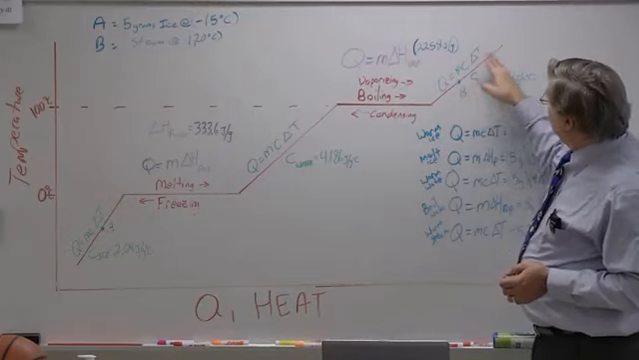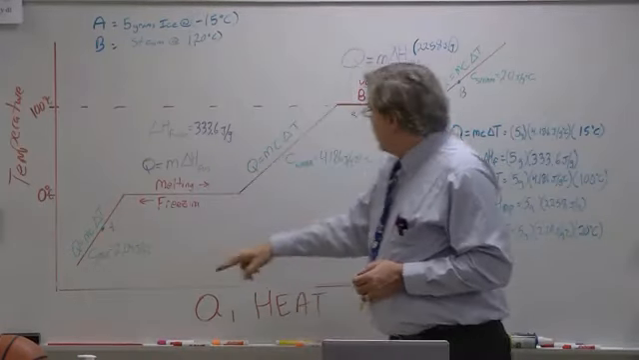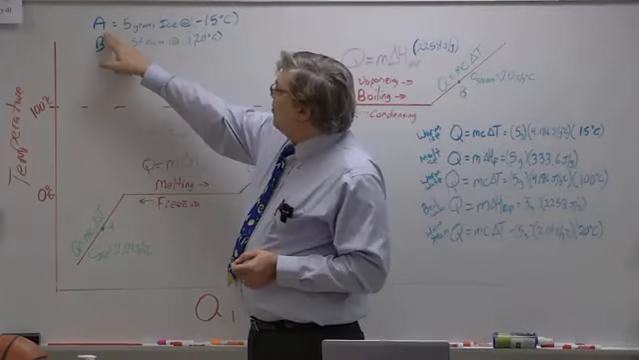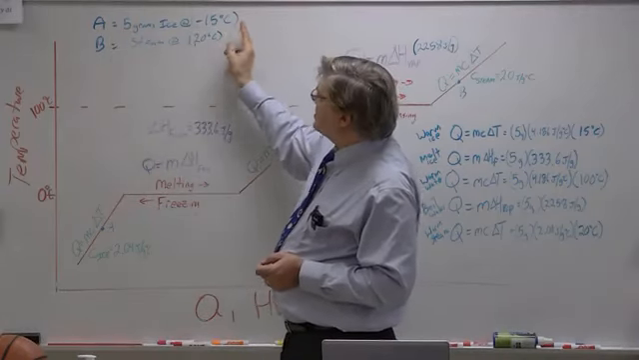But what we have to do if we want to go from this point A to point B, which I've identified here, point A is 5 grams of ice at minus 15 degrees Celsius.